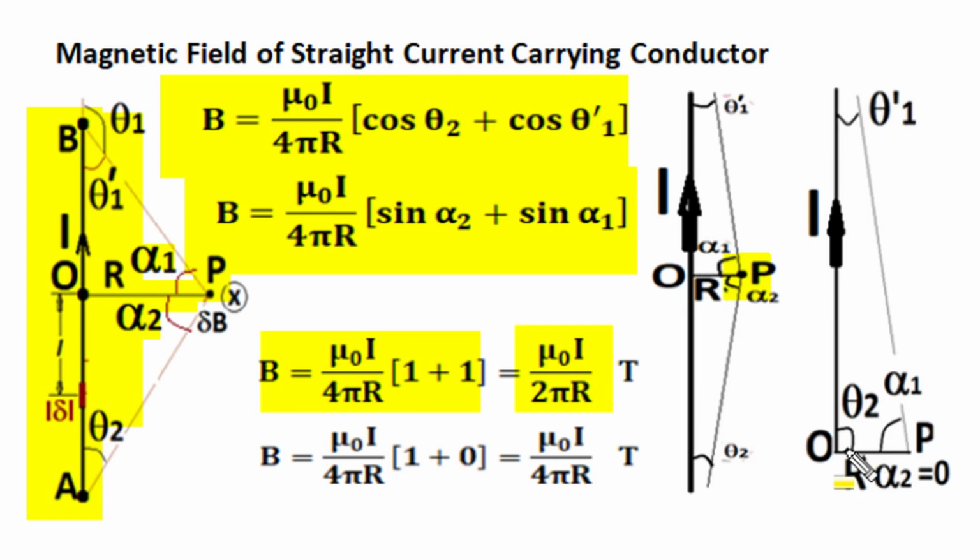If the observation point is at one extreme end, then one inner angle, theta 1 dash, becomes 0, and the other one becomes 90. One alpha, alpha 1, becomes 90 and the other, alpha 2, becomes 0. In that case, out of these two parameters one is 1 and the other one is 0, and the resultant magnetic field is half of the mid value, mu 0 I upon 4 pi r Tesla.